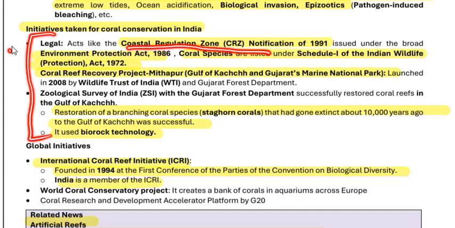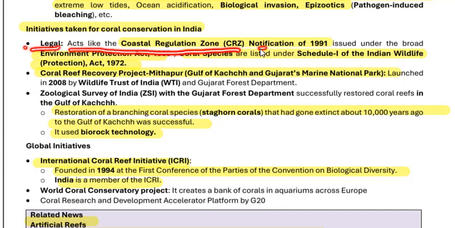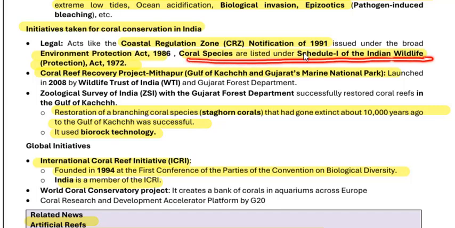Actually, the coral topic is itself important, but what the different initiatives are is not very important. Still, let's look into this. Let's look into the legal initiatives. Acts like the Coastal Regulation Zone Notification of 1991, issued under the Environmental Protection Act 1986. Coral species are listed under Schedule 1 of the Indian Wildlife Protection Act 1972. You should know this. Means what? Coral species are listed under Schedule 1 of the Indian Wildlife Protection Act of 1972.